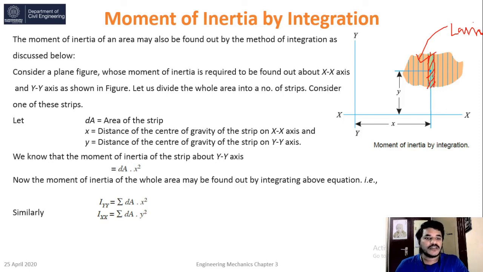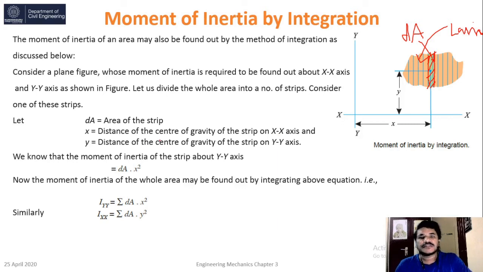Okay, so for that, the reference of this small strip is small x on the horizontal axis and small y on the vertical axis from the bottom. So this is the small strip, and the area of the strip is called dA. Okay, right. So you know x is the distance of the center of gravity of the strip on the x-axis.